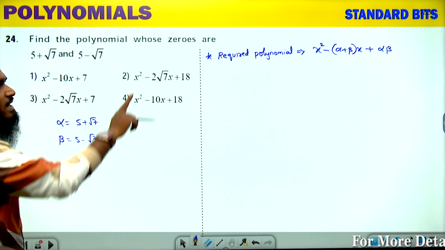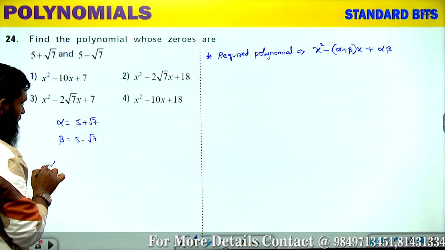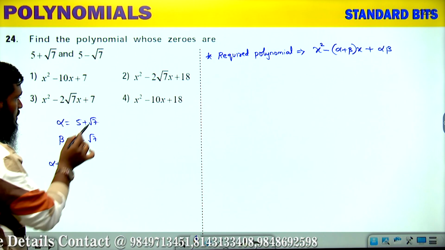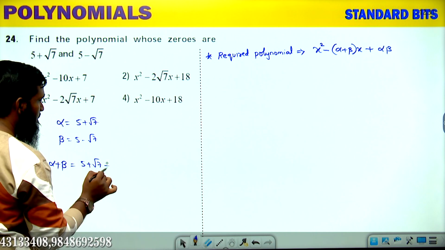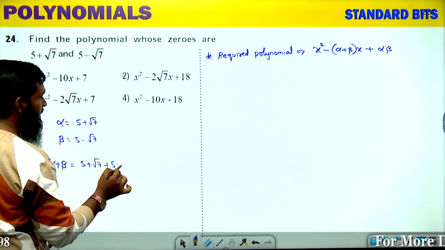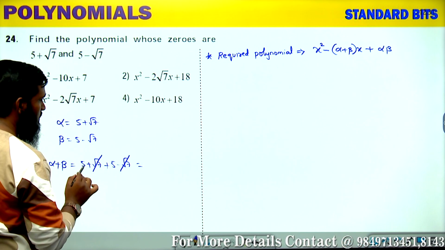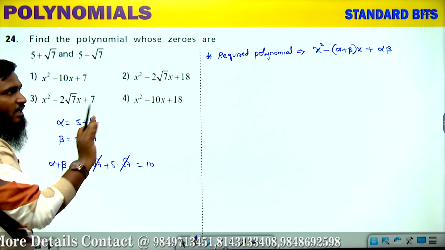Now in that we have to find the alpha plus beta value and the alpha into beta value. First, alpha plus beta is equal to 5 plus root 7 plus 5 minus root 7. Plus root 7 and minus root 7 get cancelled. It is equal to 5 plus 5, which is 10. So alpha plus beta value is 10.